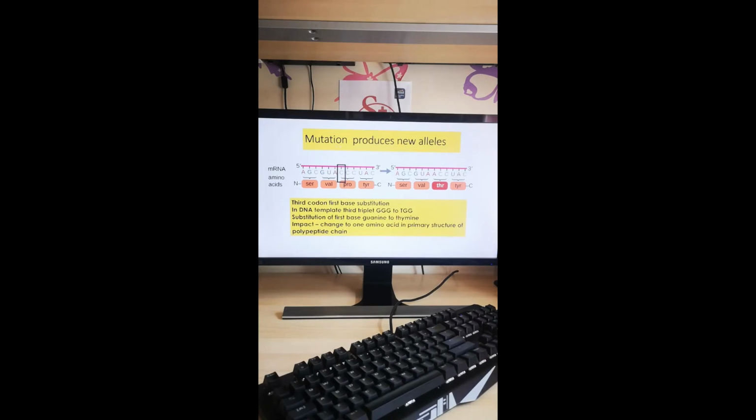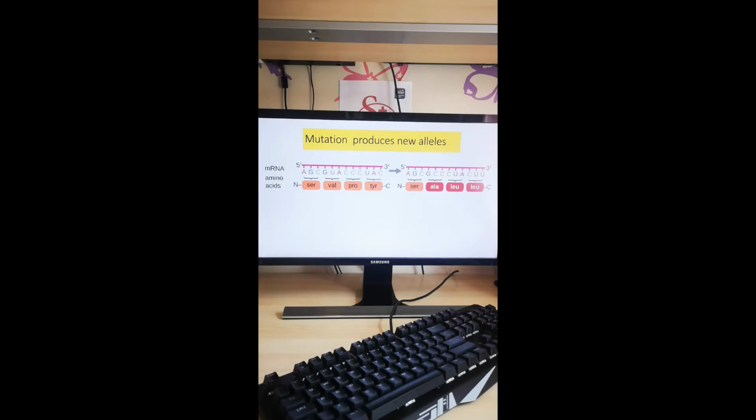It's a process that produces new alleles, and sometimes those new alleles don't cause problems, they cause variation in the organisms. Okay, so have I got another mutation? Can you describe the type of mutation, what's changed in the DNA, and what impact it's had on the primary structure of the protein?